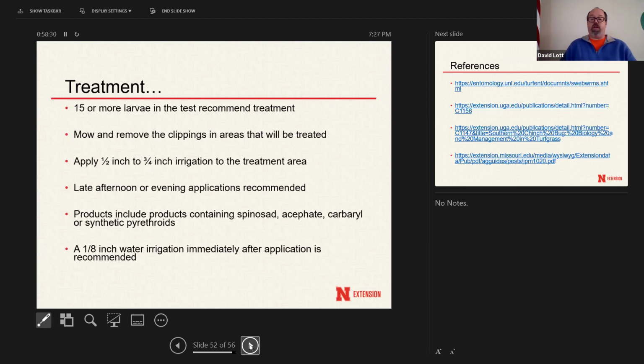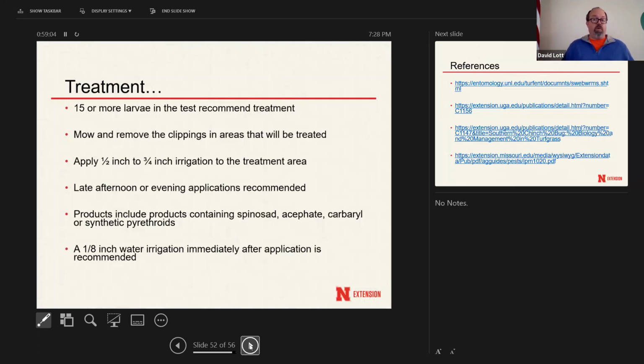And so the products that you can use contain spinosad as an active ingredient, acephate, which is another one, carbaryl, which is Sevin, or synthetic pyrethroids. Any of those, we see all of those products available in hardware stores, garden centers, or your retail centers. And you apply that, and then after you apply, you put a very light application of irrigation water on top to help dissolve the product in and get it taken care of.